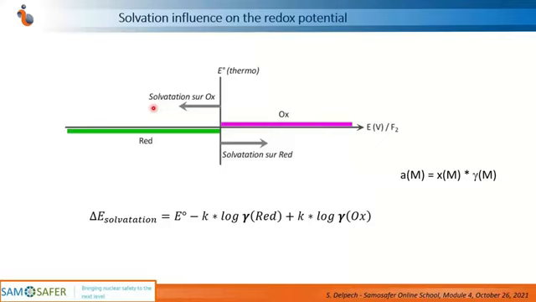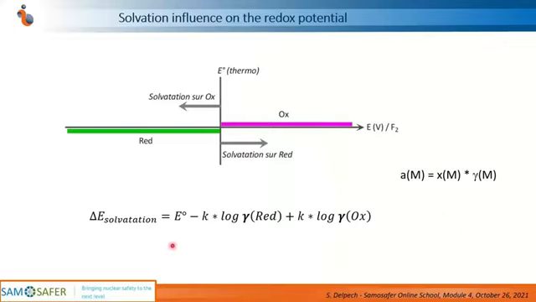And that was expected because if the element is solvated by the molten salt, it is stabilized by the molten salt. Then its stability domain will be increased. It will be the same for the reductant. If we have a solvation on the reductant species, in this case, we will observe an increase of its stability domain and then an increase of the redox potential.